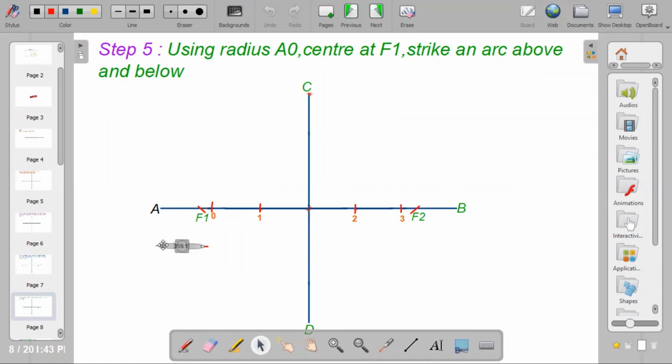So you place your compass at point A. Pick the radius of A to 0. Center at F1, you strike an arc above and below. You strike an arc above. You repeat the same thing using the same radius below.